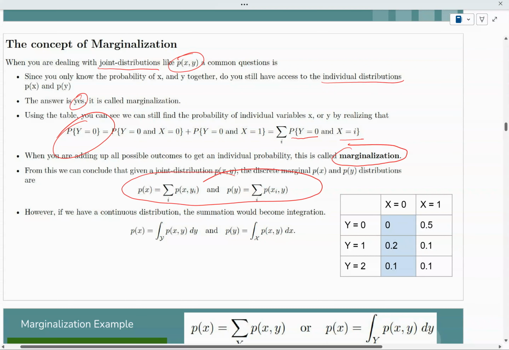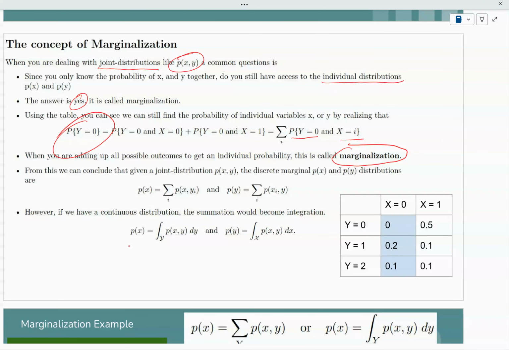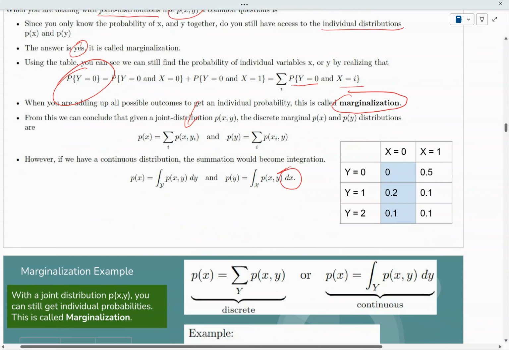In a continuous domain, instead of addition, we use integration. So if you're trying to find probability of x, then you need to integrate over all the y's. Here integration is an infinite sum, so it's summing up all the y's in a continuous manner. If you're doing y, on the other hand, then you have to sum up all the x's, so you take the integral with respect to x. So that's the concept of marginalization.